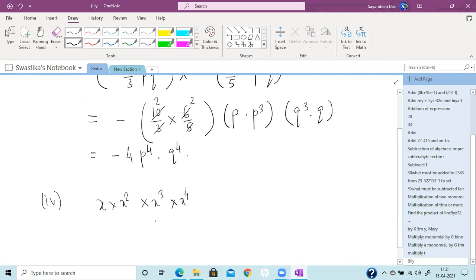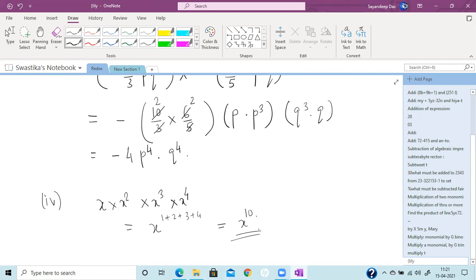Now the last problem of today's class, that is multiply this. You take the variable x, and just add all the powers. So how much do you get? You get x raised to the power 10. So this is your answer. x into x squared into x cubed into x raised to the power 4. So 1 plus 2 is 3, 3 plus 3 equal to 6, 6 plus 4 equal to 10.